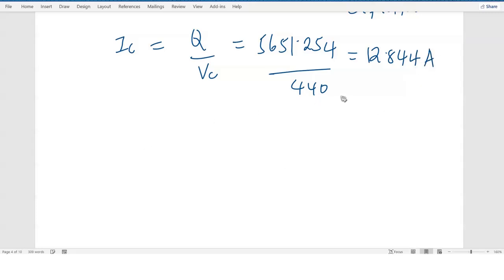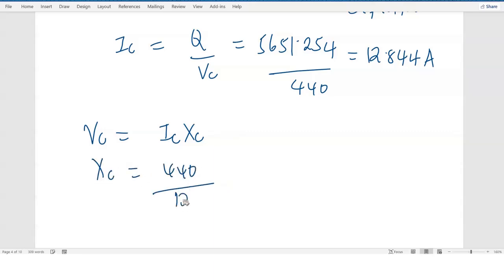So if I get the current as that, I can as well say that the voltage across that one capacitor is IC times XC, whereby XC is the capacitive reactance. So this capacitive reactance will be 440 divided by 12.844. So we are getting 34.26, and this is in ohms.